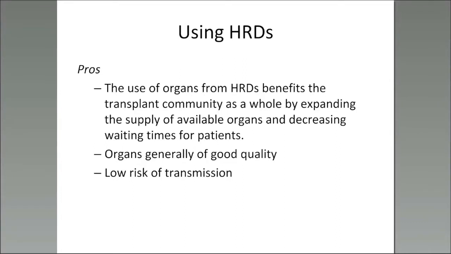So if we think back to that case on whether you want to use high-risk donors, I just tried to outline the pros and the cons. The pros are that the use of organs from high-risk donors benefits the transplant community as a whole by expanding the available supply of organs. Also, the organs are of good quality, and I'll show some data, and the risk of transmission is low, and I'll show some data there.